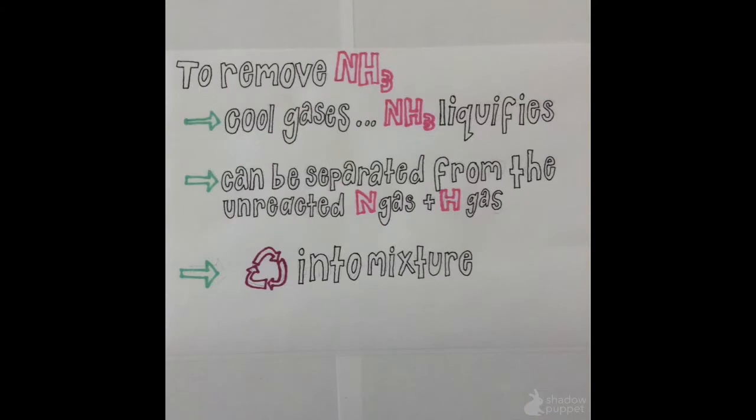To remove ammonia from reactants, we cool the gases so that ammonia liquefies. Then it can be separated from unreacted nitrogen gas and hydrogen gas. These unreacted gases are recycled back into the reaction mixture.